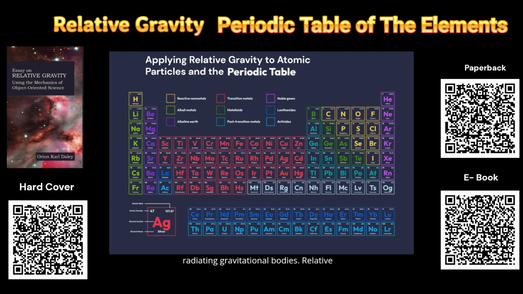1. Particles as radiating gravitational bodies. Relative gravity at subatomic scales. Subatomic particles such as protons, neutrons, and electrons emit energy fields, manifesting as gravitational, electromagnetic, and nuclear forces. The equilibrium of these radiated fields governs the stability and behavior of particles within atomic systems.